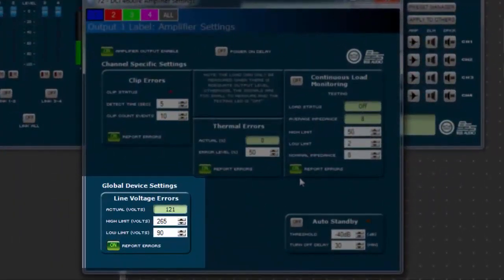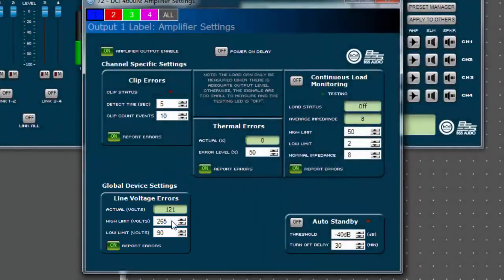By default, the amplifier is configured to report line voltage errors if the input voltage is lower than 90 volts or higher than 265 volts. This is roughly the minimum and maximum voltage rating the amplifier can operate off of, and covers all regions around the world. If you wish to narrow the range for error reporting, adjust the high and low limit parameters.